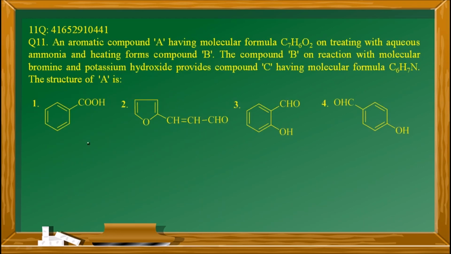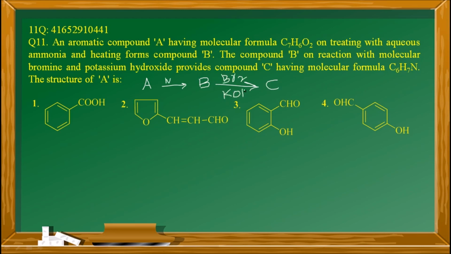Next, number 11. An aromatic compound A having molecular formula C7H6O2, on treating with aqueous ammonia and heating, forms compound B. Compound B on reaction with molecular bromine and potassium hydroxide provides compound C having molecular formula C6H7N. The structure of A is? A upon reaction with ammonia is going to form B, and B upon reaction with bromine and potassium hydroxide gives C. What is the reagent? This is bromine and KOH.